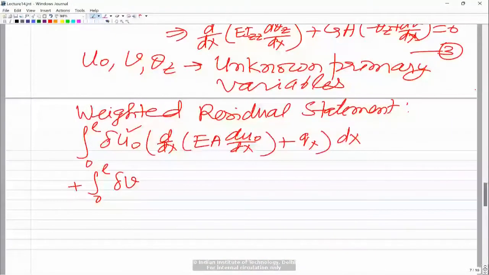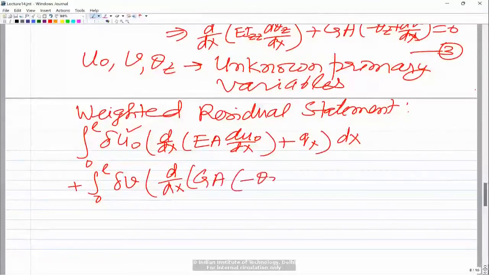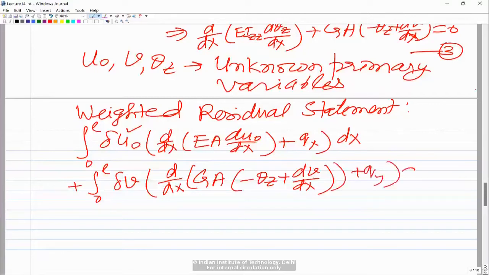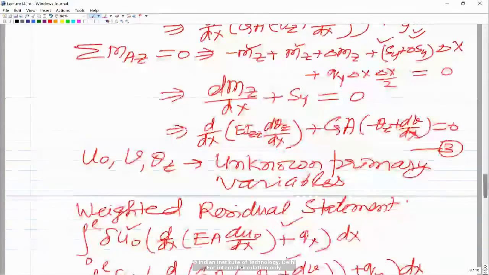And then of course we multiply with the residual, which is the differential equation, with all the terms taken to the left hand side. So you have GA into minus theta z plus dv by dx, and plus you have this qy, and then dx. That's the second term. Individually also this will be 0. Individually this will be 0. But I am combining all three together.